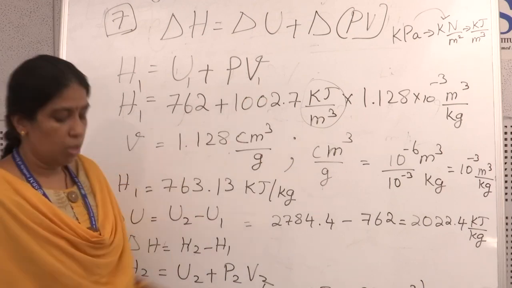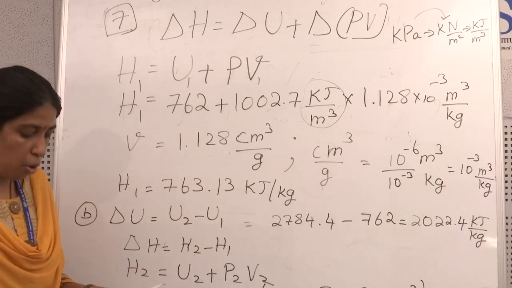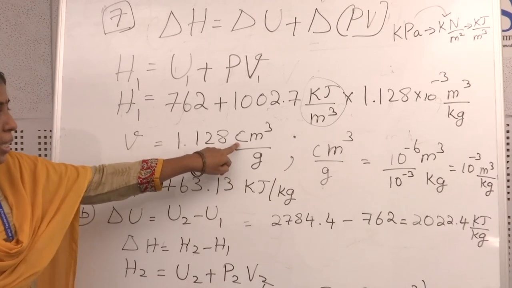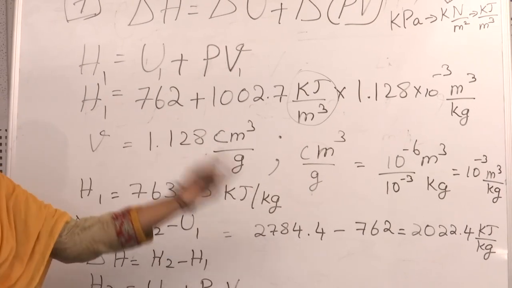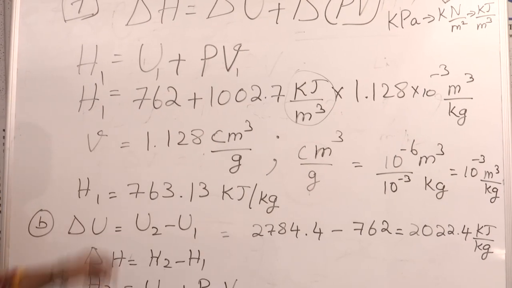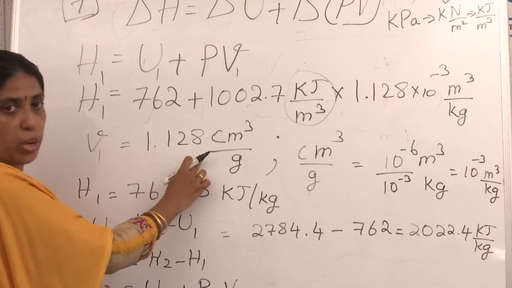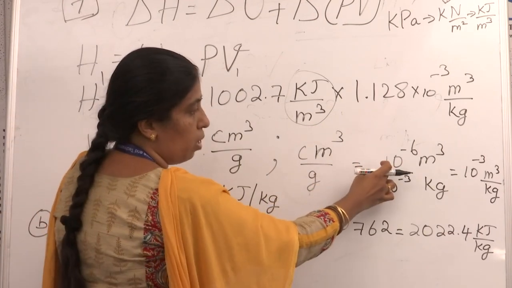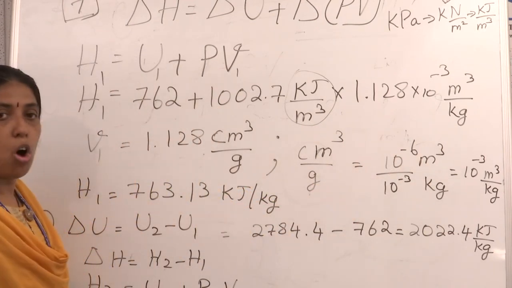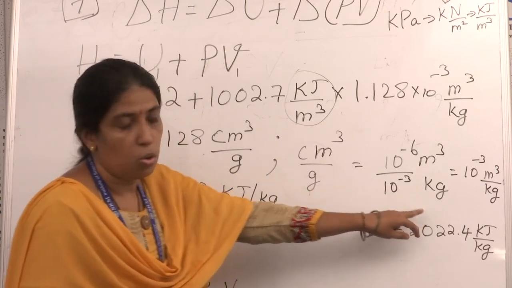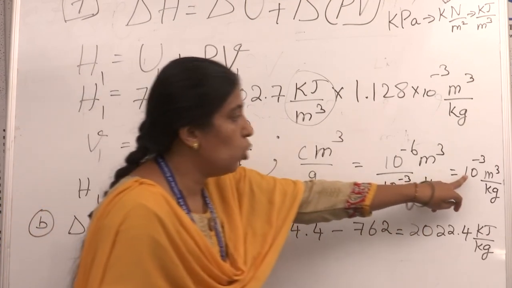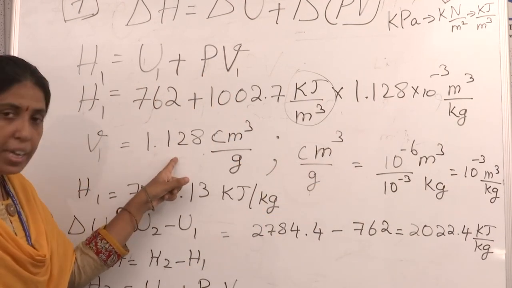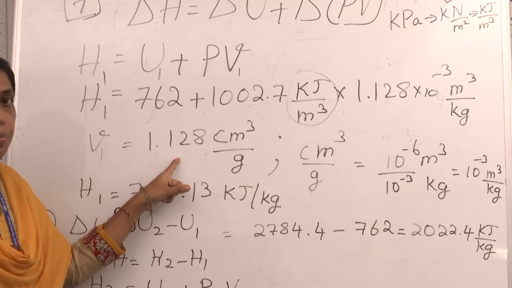Specific volume, please go and see the question. It is 1.128 centimeter cube per gram. So we are in a position to convert this centimeter cube per gram to SI units, which is meter cube per kg. So specific volume V1 is 1.128 centimeter cube per gram. How do we convert this centimeter cube to meter cube? Multiply by 10 power minus 6, which will give you meter cube, and you also need to convert grams to kgs. So put the appropriate conversion. Ultimately you will have 10 to the power of minus 3 meter cube per kg. This conversion needs to be applied to the specific volume to solve the problem.